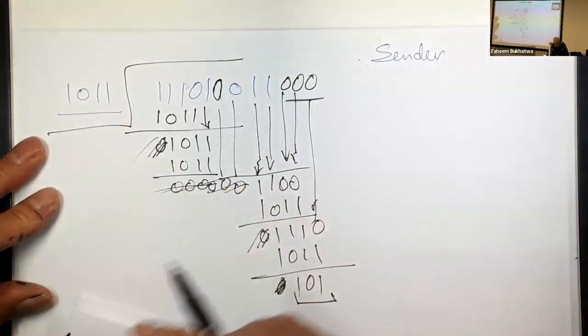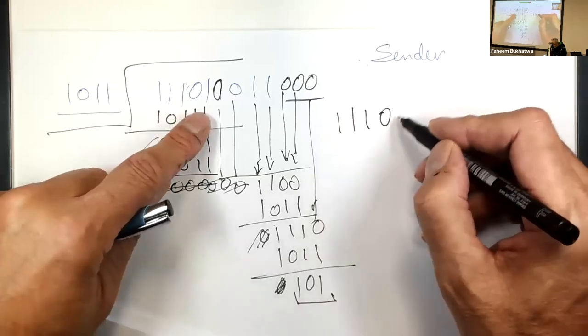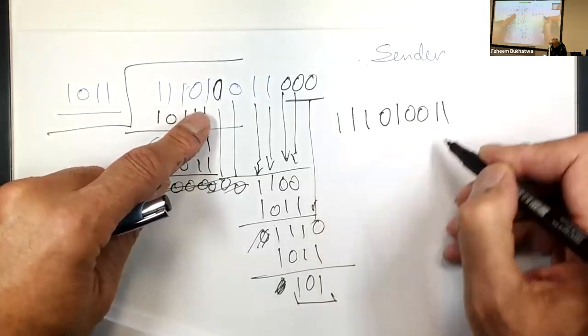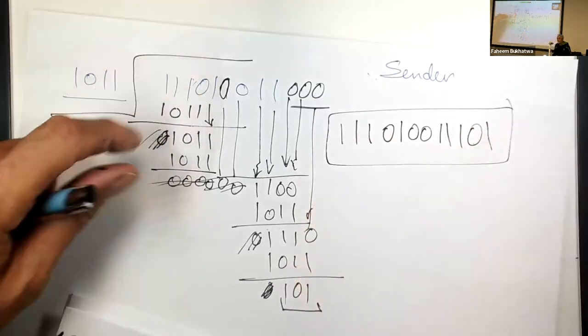So we take the original data, which is 1, 1, that's the original data, 1, 0, 1, 0, 0, 1, 1, and append to it 1, 0, 1. And that's the frame that leaves.